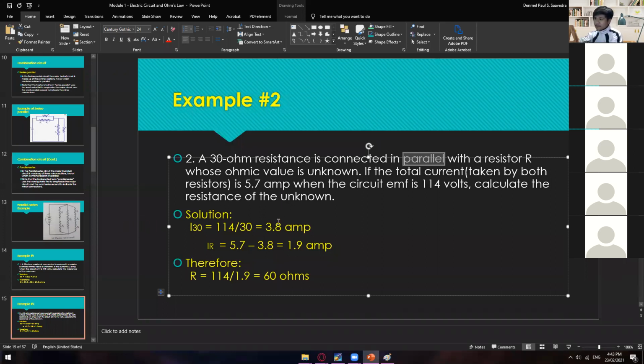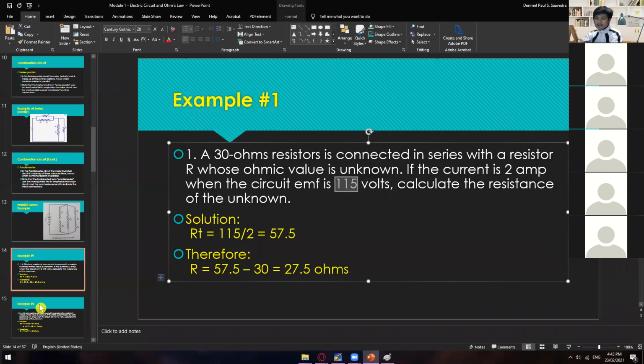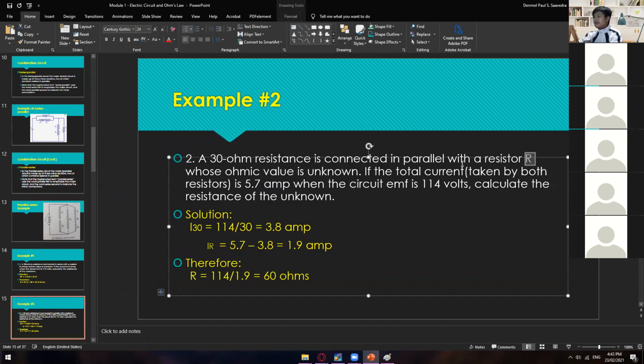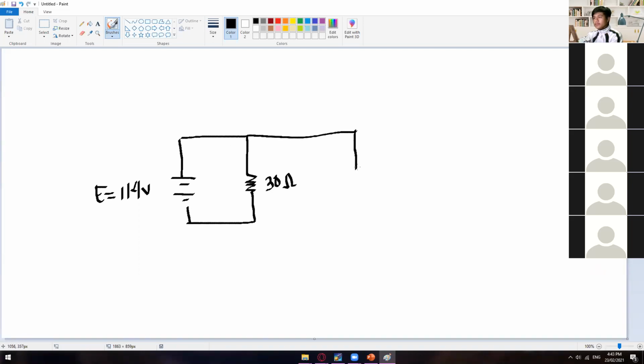Okay. So same, not actually the same. So this one is 114, the other one is 115. But we're still looking for the R. But right now, we are in connection with parallel, not in series anymore. All right. So we have the source right here, positive, negative, which is E. So this one is equal to 114 volts. And then we have a parallel connection. So the first one is 30 ohms. And then the other one is a missing variable, which is just R.